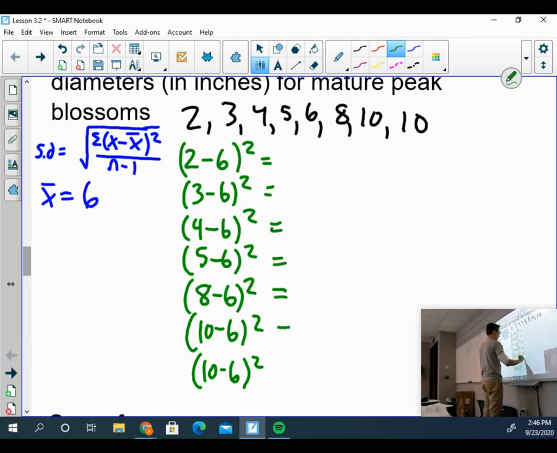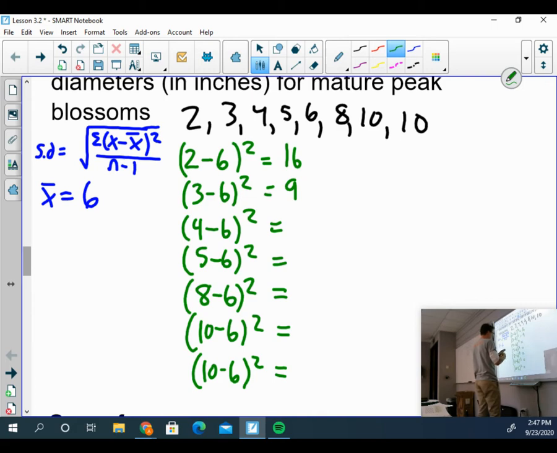Okay, we're working inside out in this formula. So what am I going to do here? Well, I got to do 2 minus 6 squared, and I get 16. 3 minus 6 squared is 9. Again, I'd pause the video, try this on your own, make sure you're getting the same data values as I am.